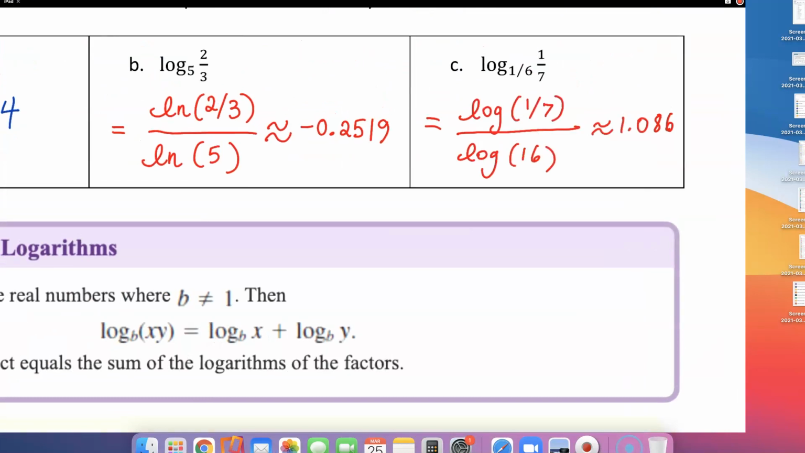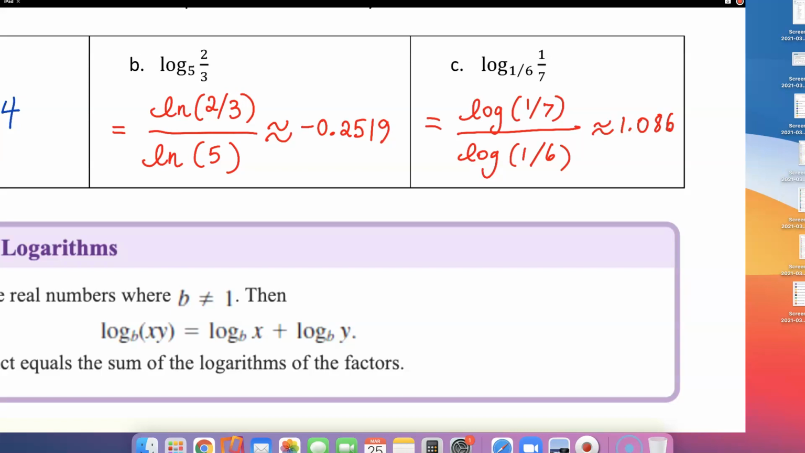Oh, I forgot to put a fraction bar after this one. This looks like a 16. Sorry about that. I'll change this to 1/6. So I guess the only tricky part is remembering the argument goes on the top, log base goes in the bottom, but as long as you're using the same log, either natural log or common log, you will be able to do these change of base formula problems without any trouble.